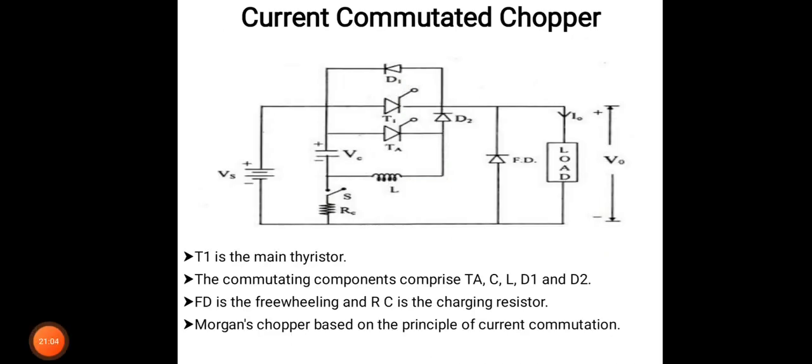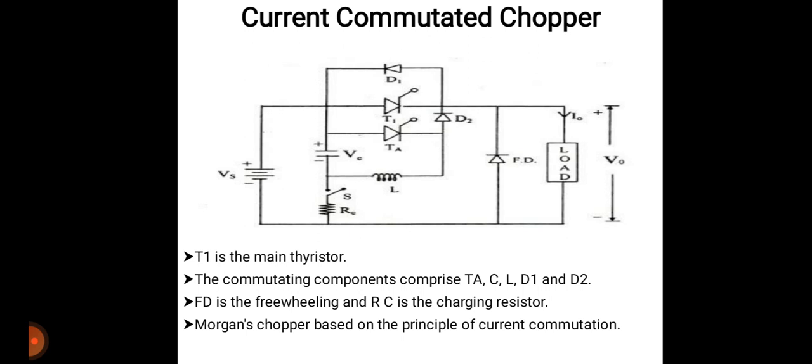Next one is the current commutated chopper. The power circuit diagram for the current commutated chopper is shown in the figure. In this diagram, T1 is the main thyristor. The other components, namely auxiliary thyristor TA, capacitor C, inductor L, and diodes D1, D2, constitute the commutation circuitry. The freewheeling diode is FD and RC is the charging resistor.